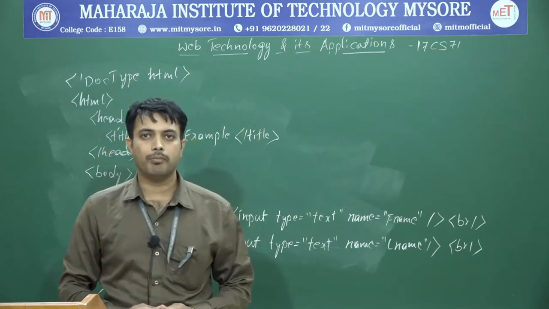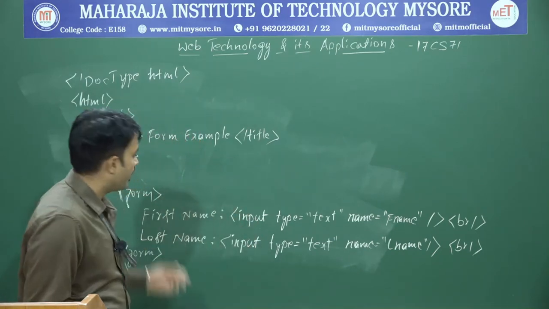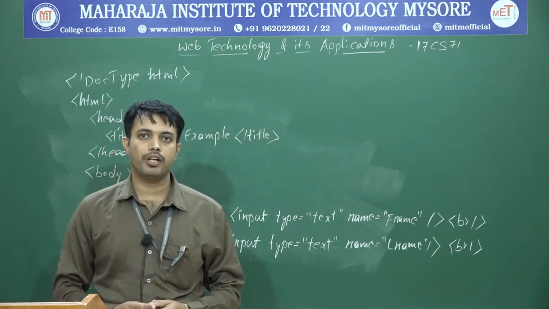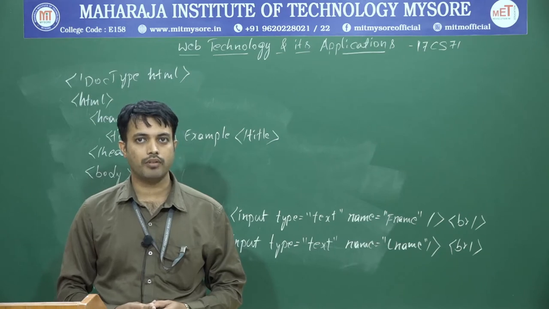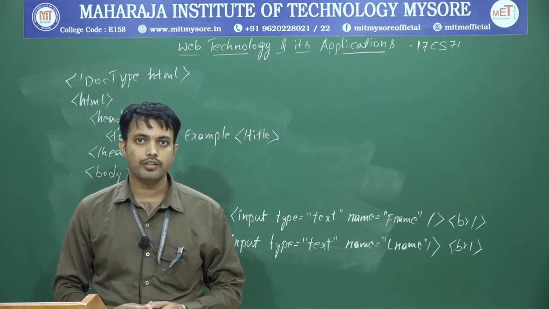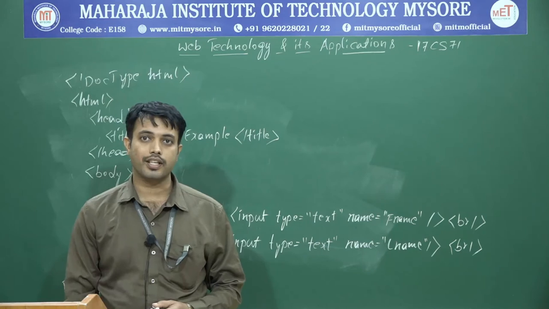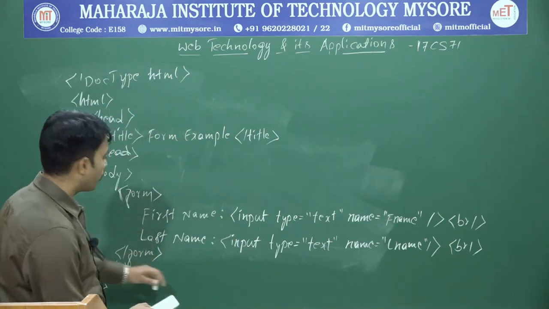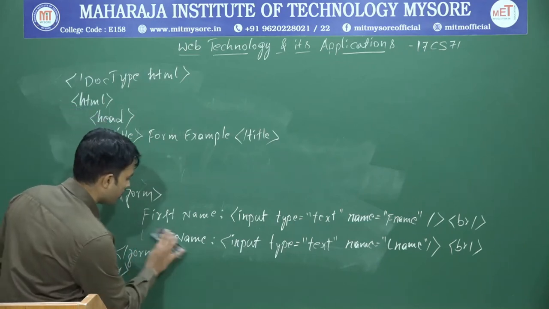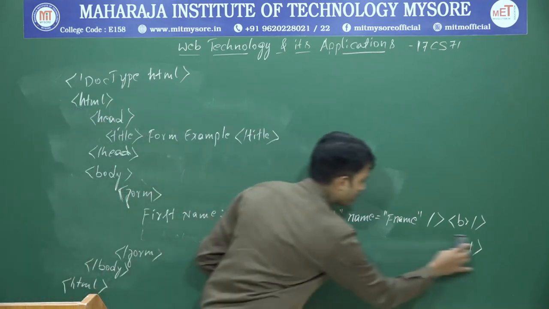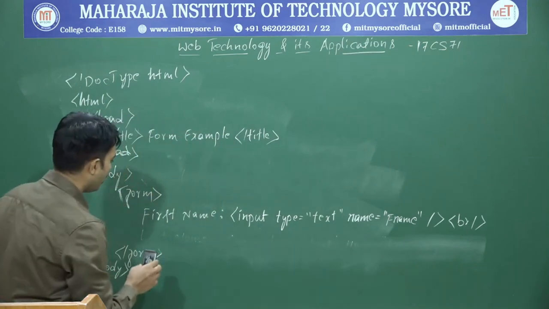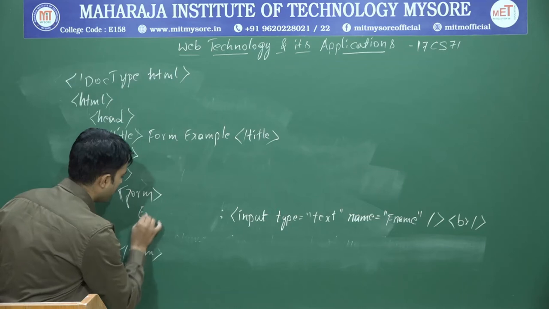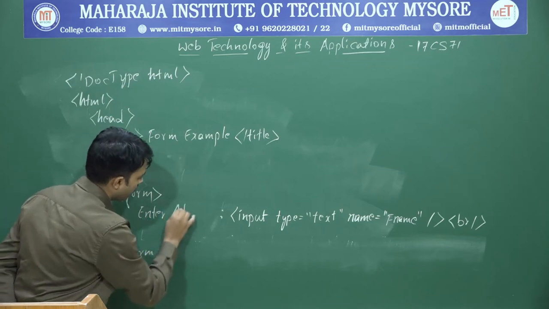So this is the example for single line data. In order to read multiple lines from the user, we have a text area tag. How can we use the text area tag? I'm going to modify the same program. Instead of first name and last name, I'm going to read an address. Enter address.